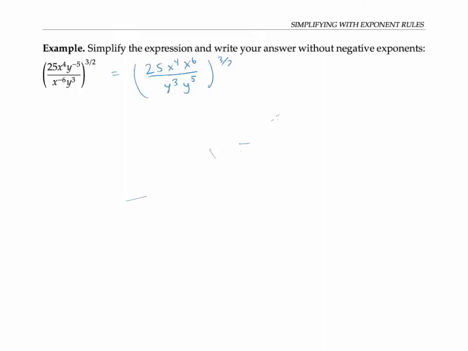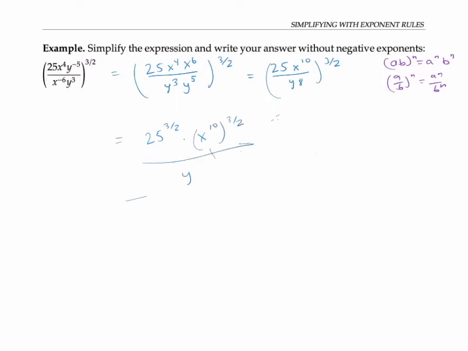All that's raised to the 3/2 power. Using the product rule, I can rewrite the expression on the inside of the parentheses as 25x to the 10th over y to the 8th. Recall that we're allowed to distribute an exponent across a product or across a quotient. When I distribute my 3/2 power, I get 25 to the 3/2 times x to the 10th to the 3/2 divided by y to the 8th to the 3/2.